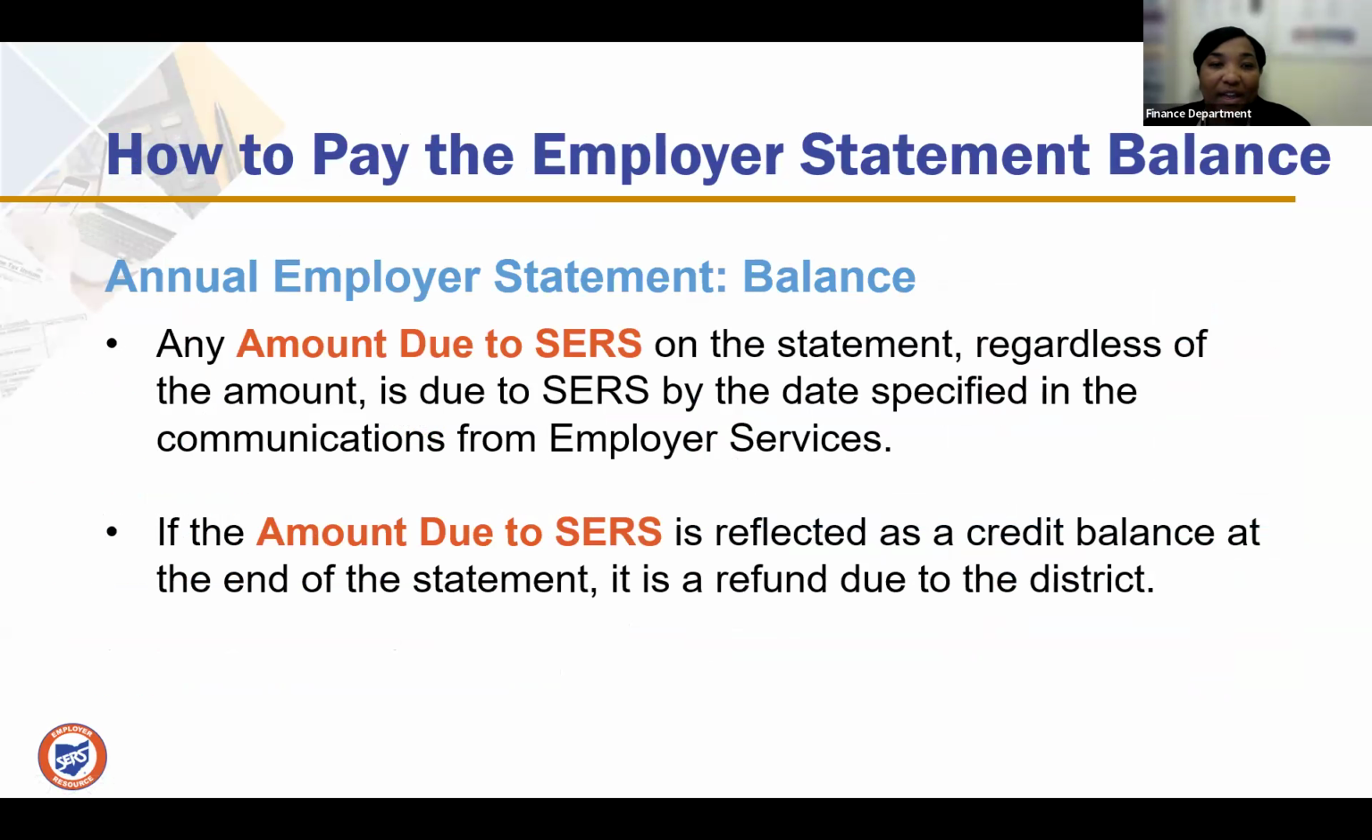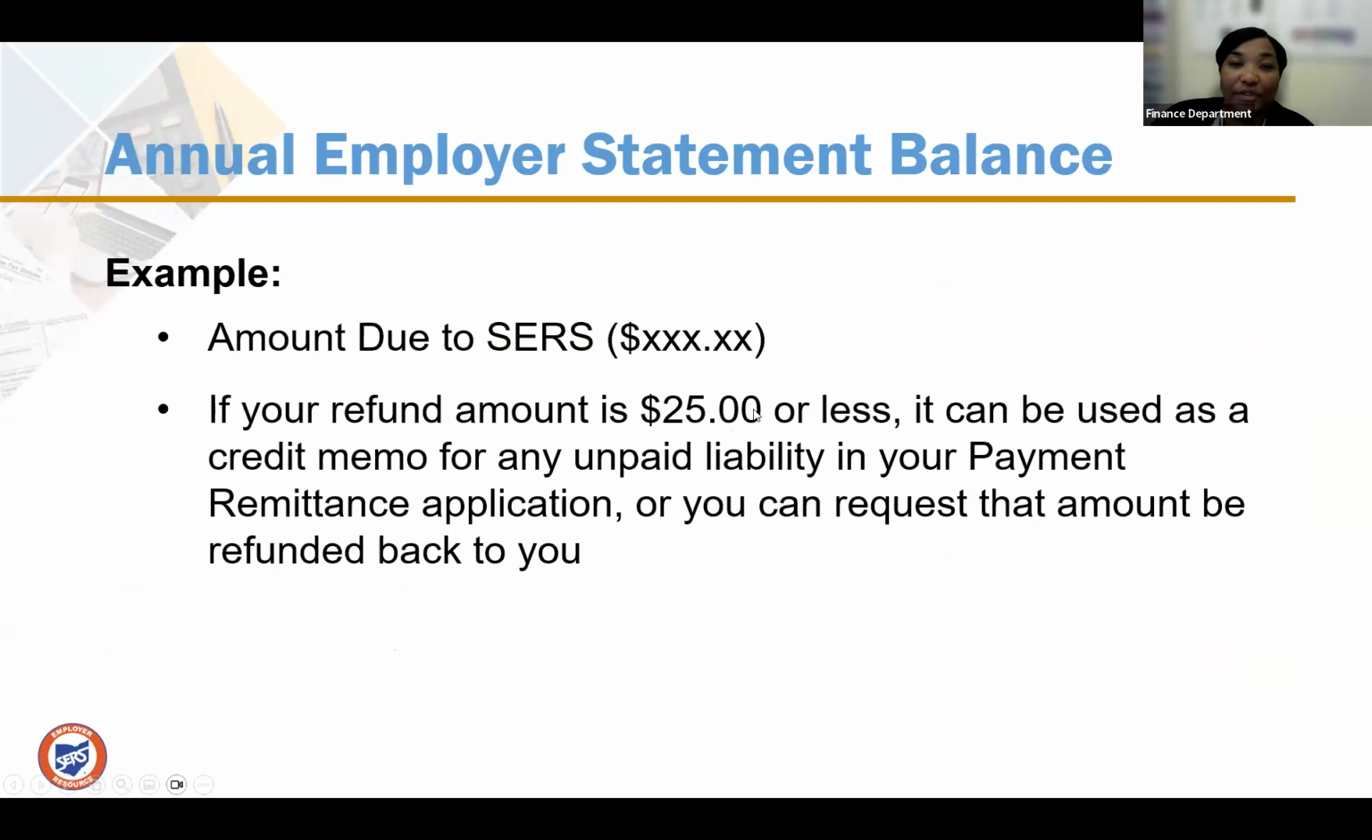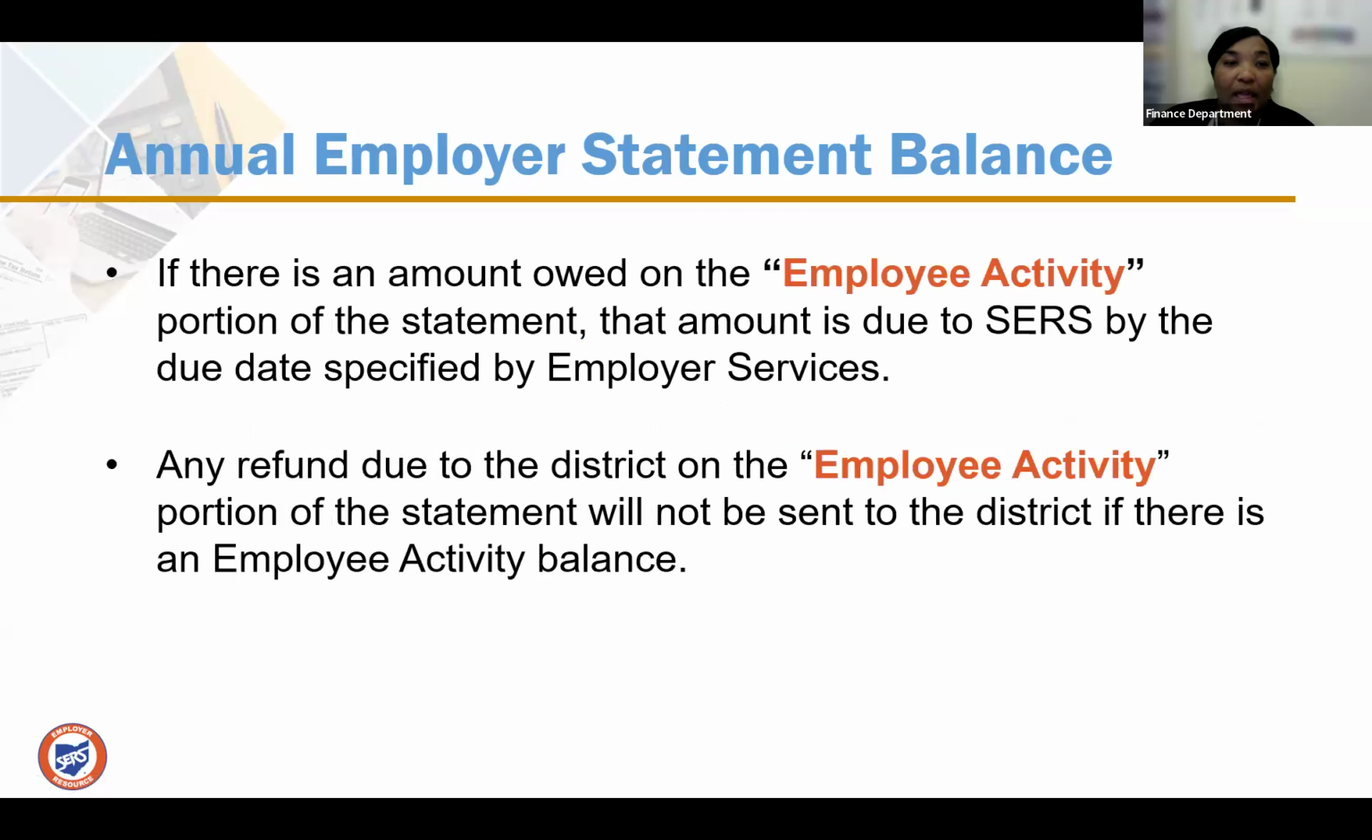Okay, so we went over that. Any amount due to eSERS is due by due date of August 27th. And then any amount that eSERS owed to you guys, that will be issued out to you guys within 30 days. Also, that will be out the door by August 27th also. All right, we went over that too. We also reviewed if there is an amount owed in the employee activity section. This must be paid first before eSERS issues out any refunds if you are issued a refund.